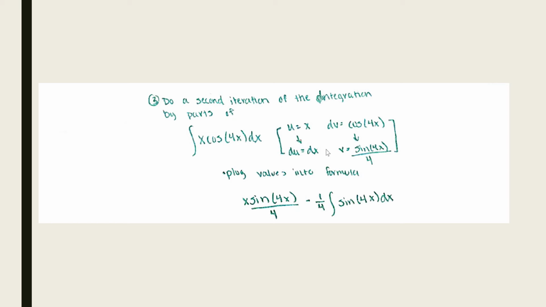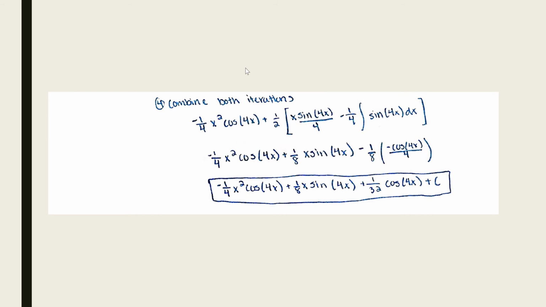When you plug these values into the formula, you get x times sine 4x over 4 minus 1/4 times the integral of sine 4x dx. The fourth and final step to this problem is to combine both iterations.